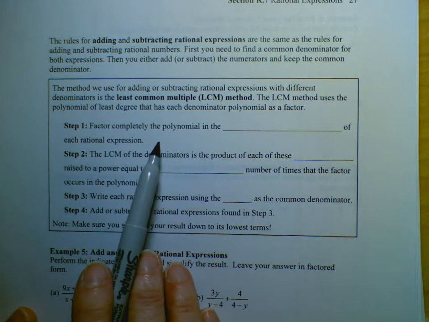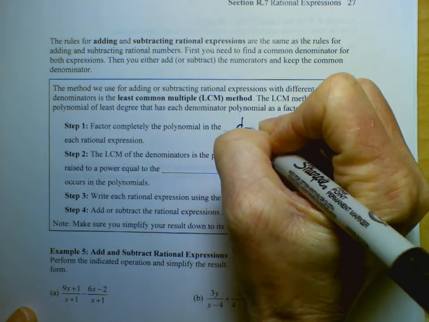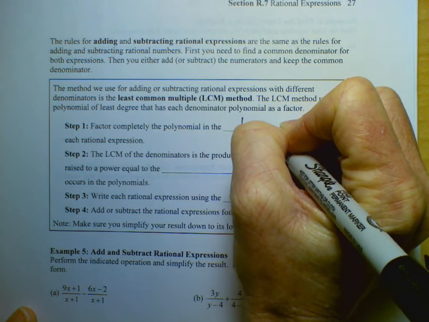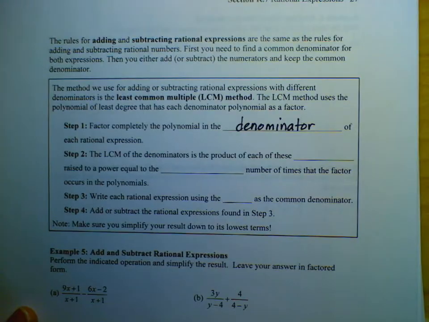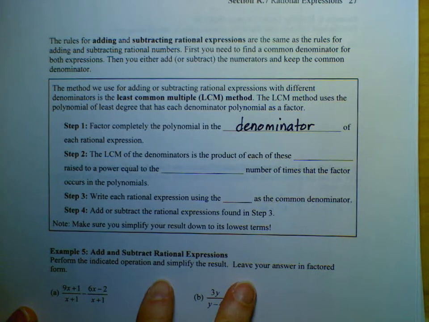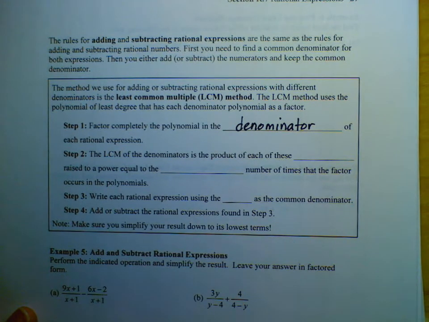So we're going to factor completely the polynomial in the denominator of each rational expression. So we'll say we have two rational expressions and we're supposed to add or subtract them. First thing we'll do, factor the denominator. Now this is if they're different. We'll see what happens if they're the same. Of course, we know if the denominators are already the same, those are the easier ones to do.